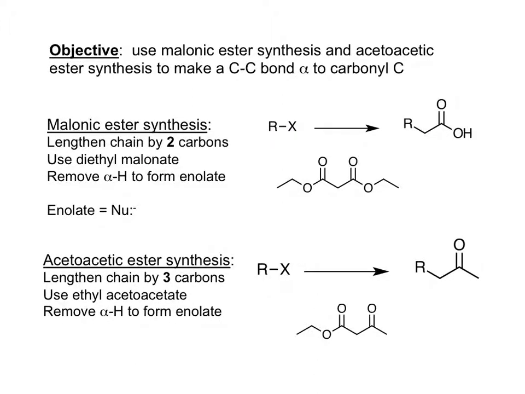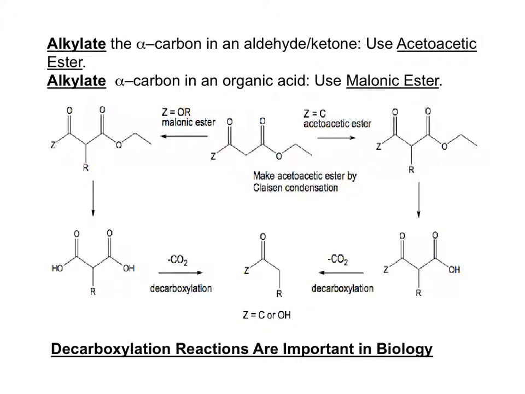The malonic ester synthesis lengthens the carbon chain by 2 carbons. The acetoacetic ester synthesis lengthens the chain by 3 carbons. Each method involves removing a proton from the alpha carbon to form a nucleophile. So the acetoacetic ester synthesis is used to alkylate the alpha carbon in an aldehyde or ketone. The malonic ester synthesis is used to alkylate the alpha carbon in an organic acid.